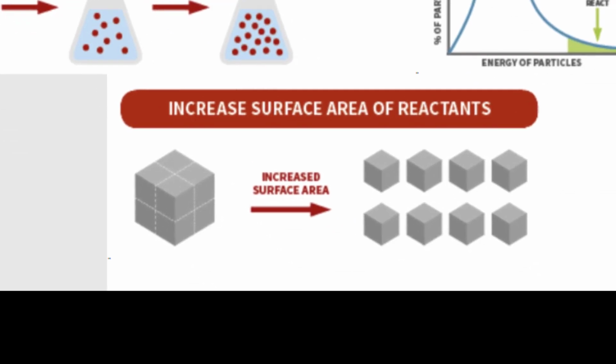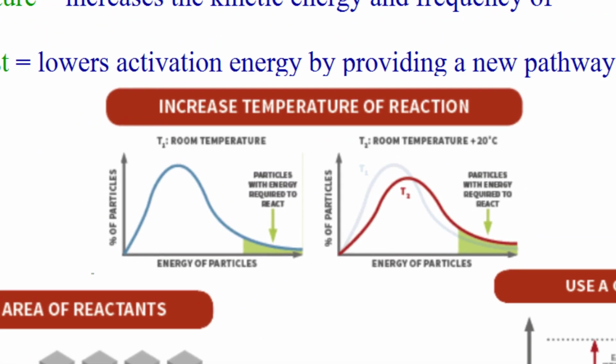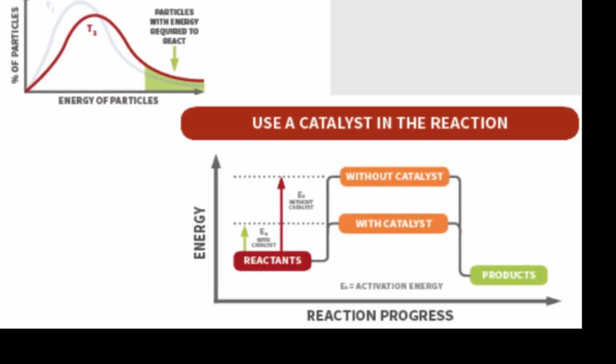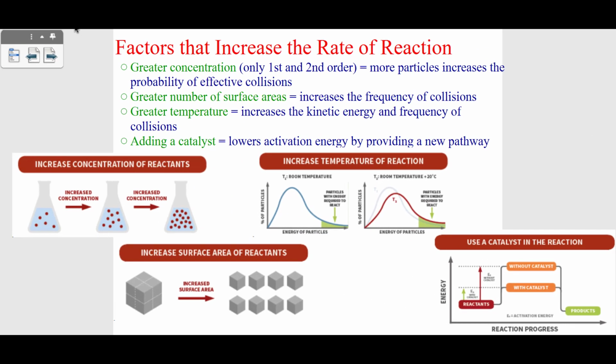There's the increased surface area. Why does increased surface area or breaking up into smaller particles end up reacting faster? Well, it increases the frequency of collisions, okay? There's also the greater temperature. If you increase the temperature, it increases the average kinetic energy, and therefore the frequency of collisions begins to increase. And last but not least, it's using a catalyst. A catalyst lowers the activation energy by providing a new pathway. So using a catalyst ends up increasing the rate of the chemical reaction by lowering the activation energy. So 4 factors that increase the rate of a chemical reaction.